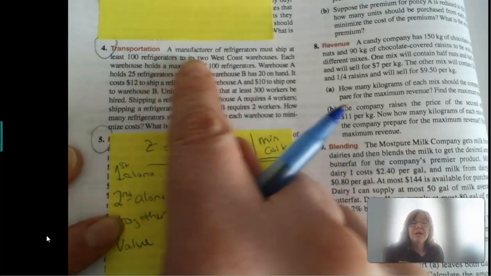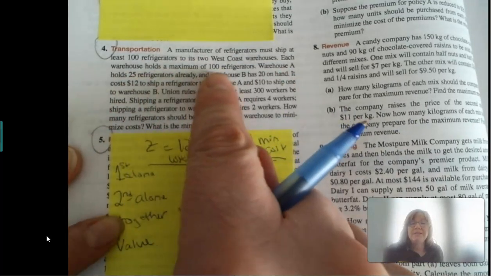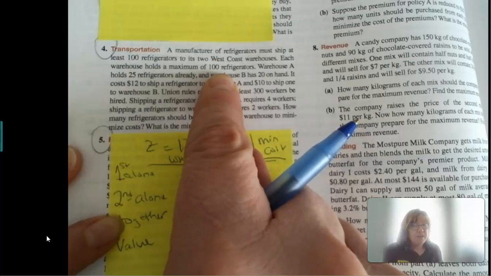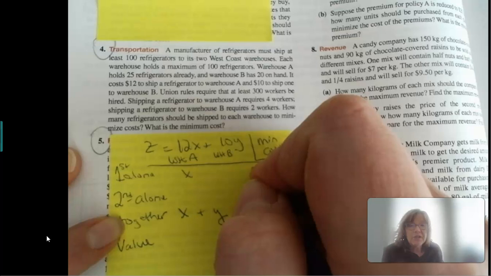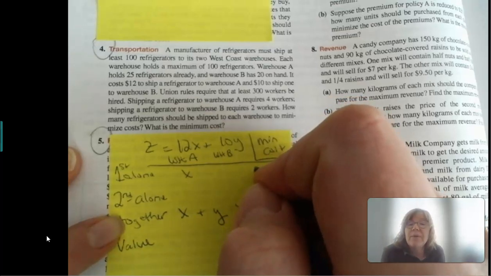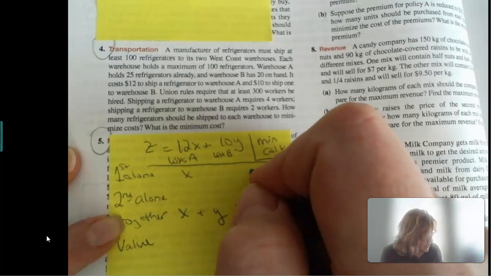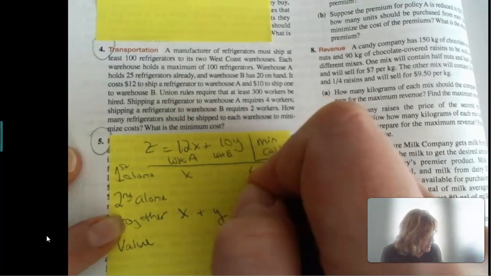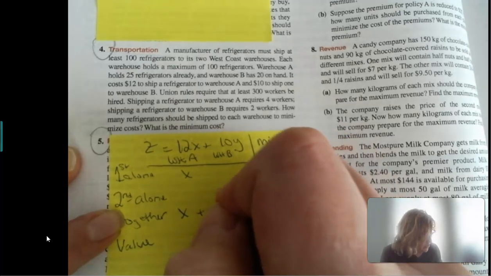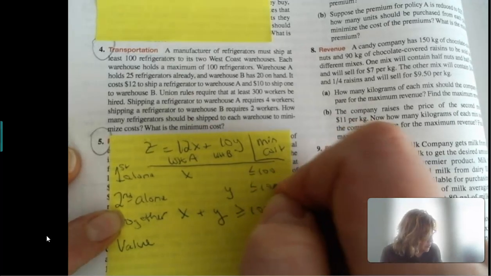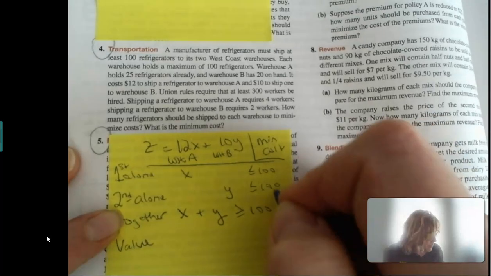That's great. All right, each warehouse holds a maximum of 100. Now, that's talking about each of them alone. So I'm going to write X can hold at least, or no, at most. What does it say here? Each warehouse holds a maximum of 100. So I can't go over. So X is less than or equal to 100. That's that warehouse by itself. And then Y is less than or equal to 100. That's that warehouse by itself.